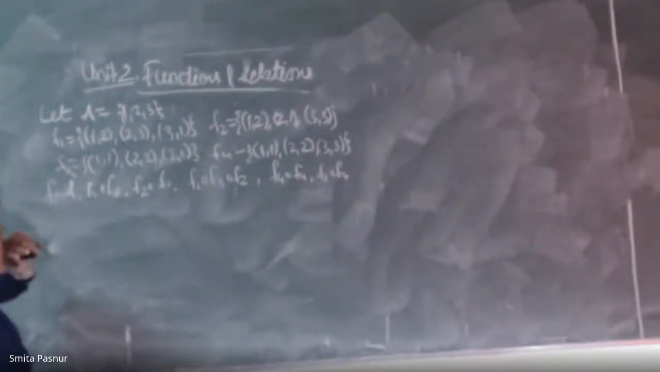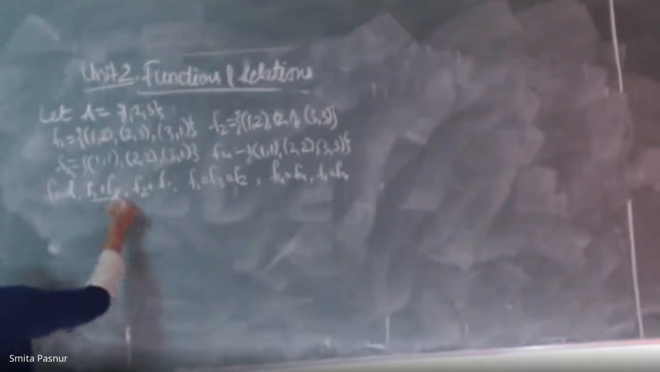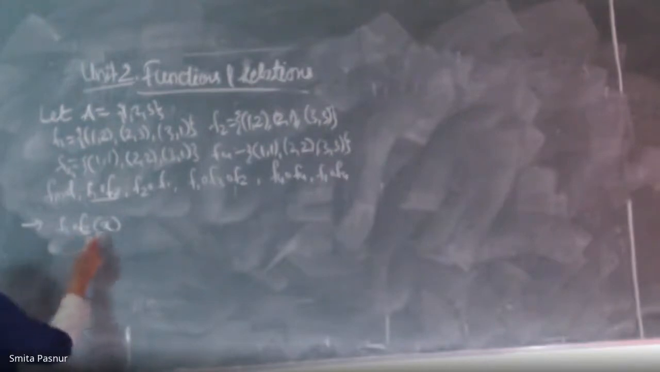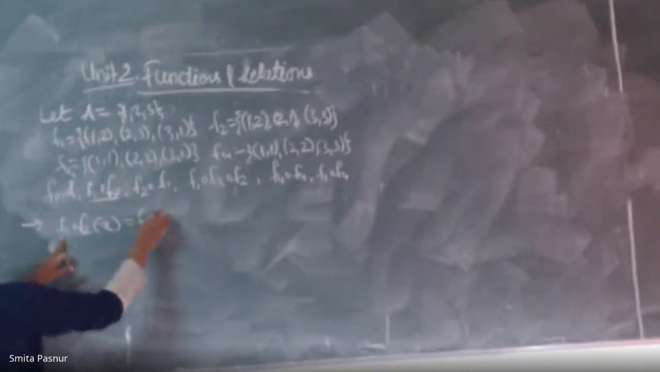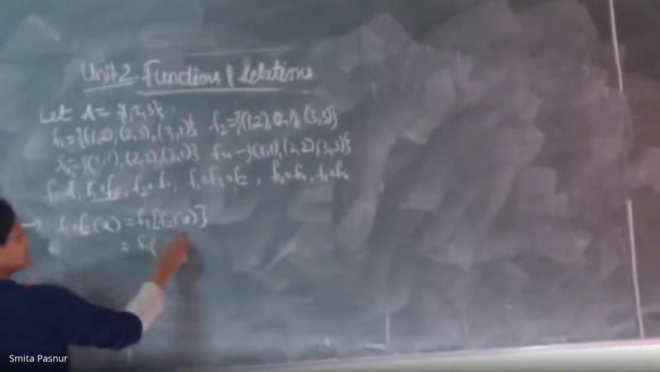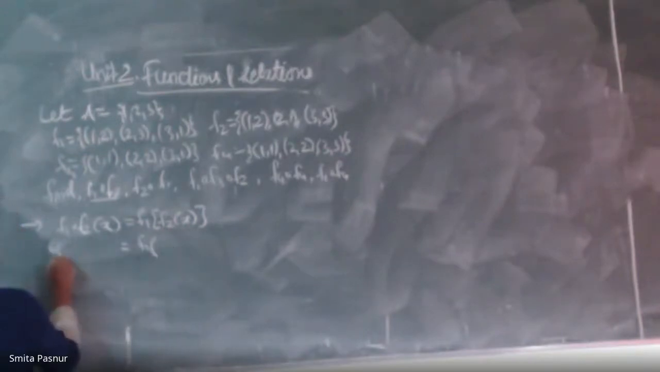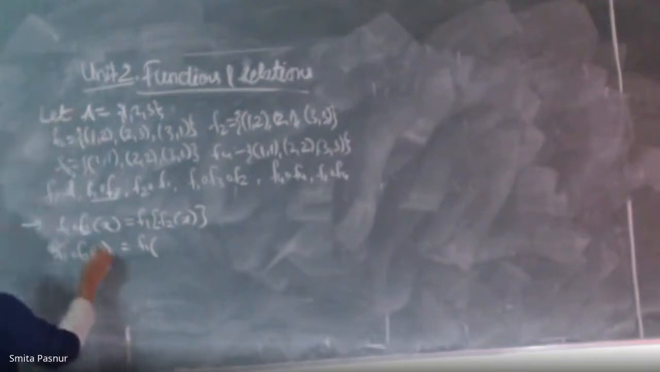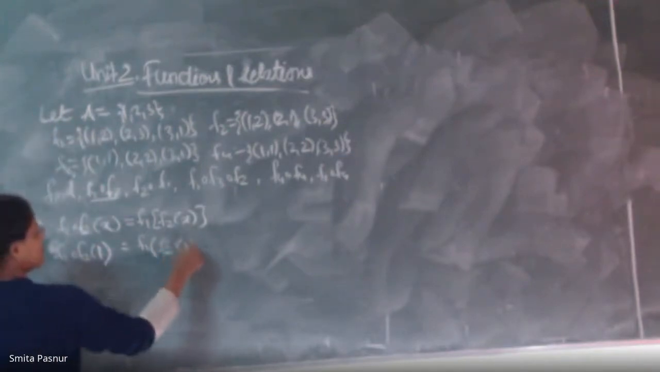Then F4 composition with F4 and F1 composition with F4. Okay, now I will solve this first one for you. F1 composition F2. Now see, F1 composition F2 of X you have to write. F1 composition F2 of X is equal to F1 of F2 of X. So first F1, and F2 you are showing. Here what is X? It is 1. So put F2 of 1.